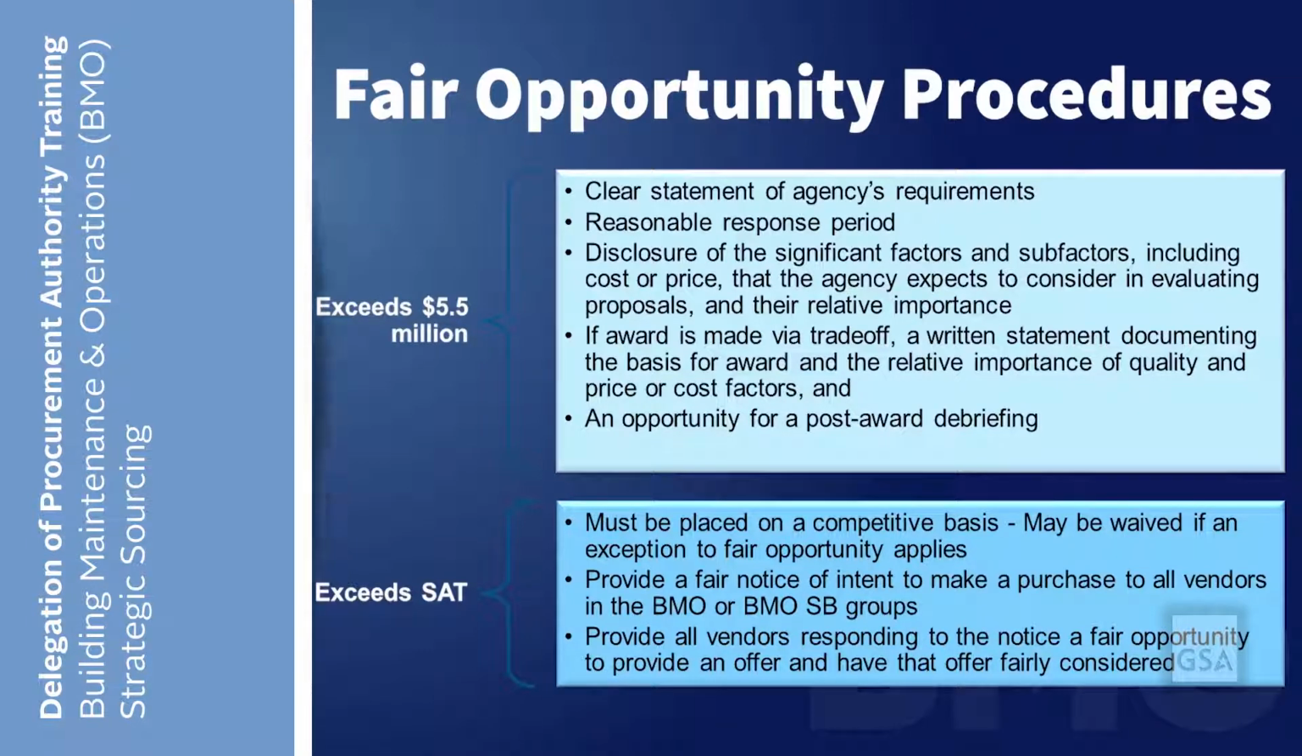For orders exceeding $5.5 million, you must have a clear statement of your agency's requirements, a reasonable response period, and disclosure of the significant factors and sub-factors, including cost or price, that the agency expects to consider in evaluating proposals, and their relative importance. If an award is made via trade-off, a written statement documenting the basis for award and the relative importance of quality and price or cost factors is required, and an opportunity for a post-award debriefing exists on orders exceeding $5.5 million.